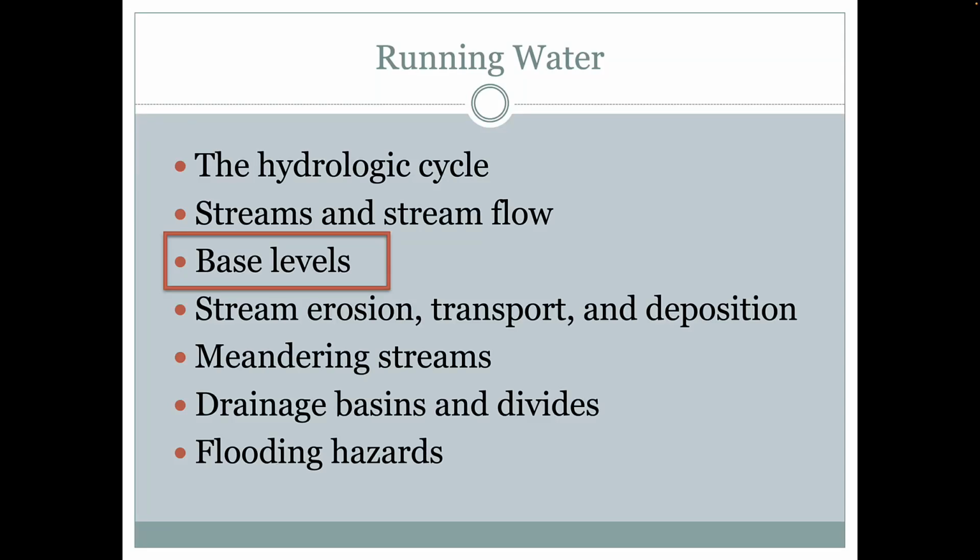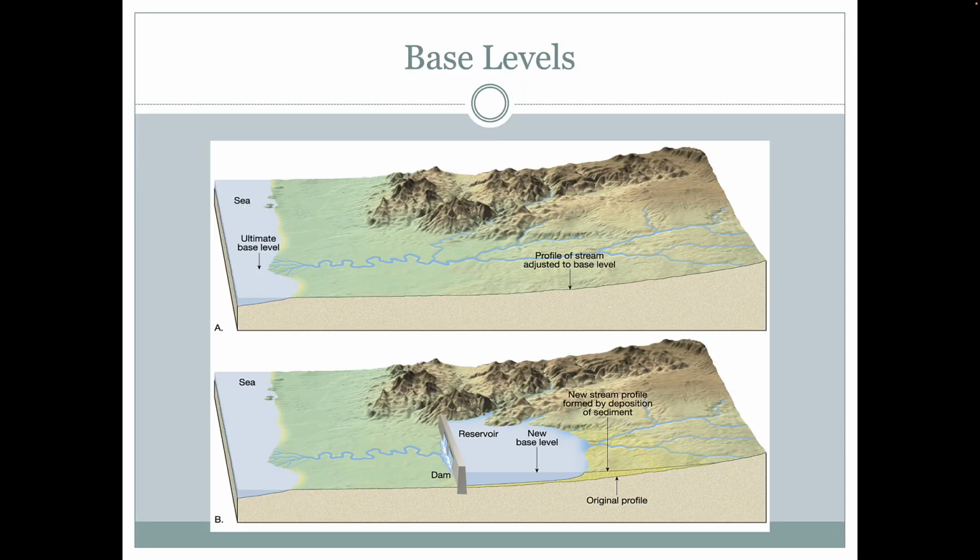Let's look at another example of changing the local base level of a river. And in this case, we're going to look at adding something instead of slowly eroding it away. We're going to look at a dam being added to the river in order to create a reservoir behind it.